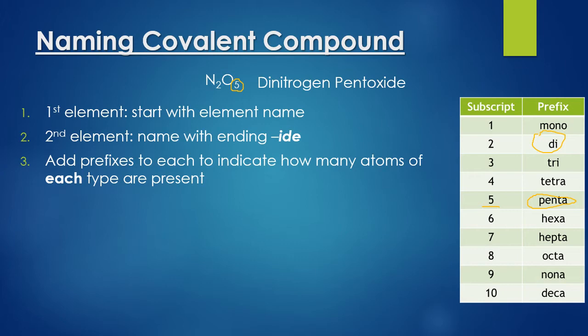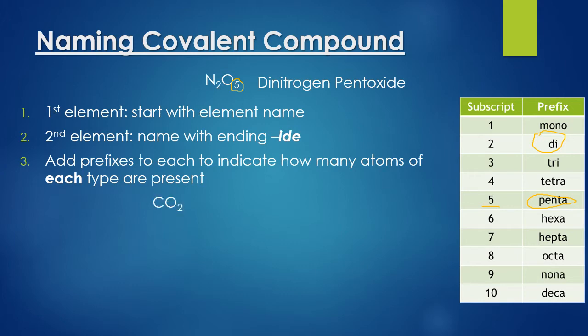So dinitrogen pentoxide. The correct name for that covalent compound. Now there are common names for a lot of the covalent compounds that we will be naming, but we're going to try to systematically name them.